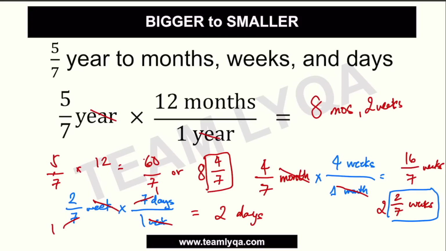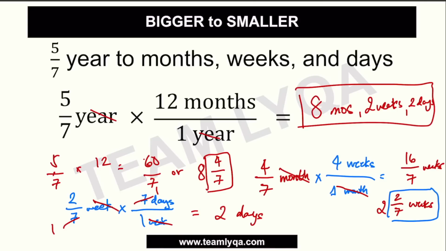Or actually, kita na kanina, no? Kasi kung 2 over 7 of a week, ang week nga 7 days, 2 days yon. So ibig sabihin nun, ang 5 over 7 of a year is 8 months, 2 weeks, and 2 days. That's how exact you could be.